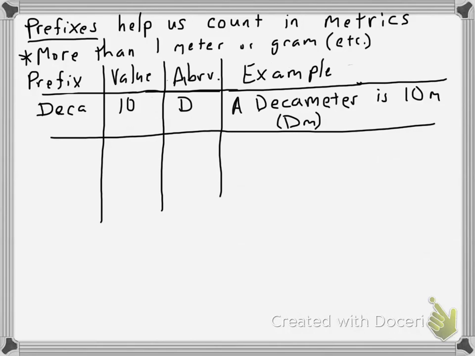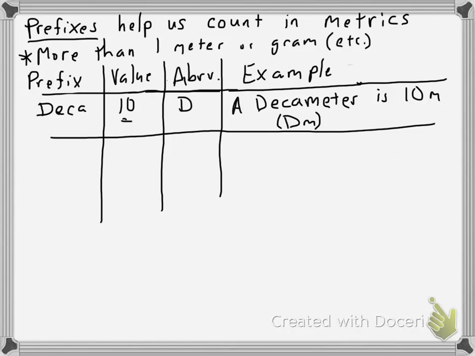So when we talk about the prefixes, the first one, when we're dealing with prefixes that represent larger than 1 unit, like a meter or a gram, etc., is going to be deca, which has a value of 10, and it is abbreviated with a capital D, as in a decameter being 10 meters.